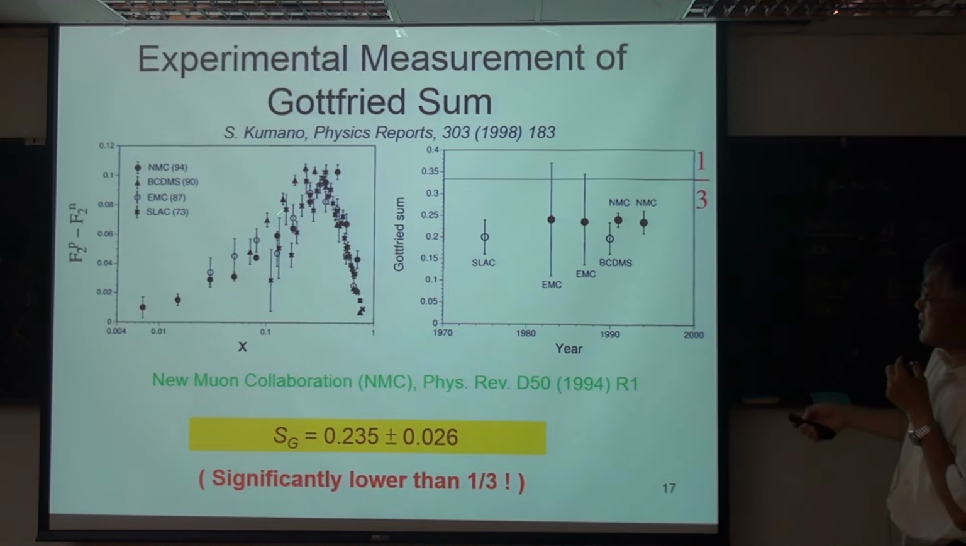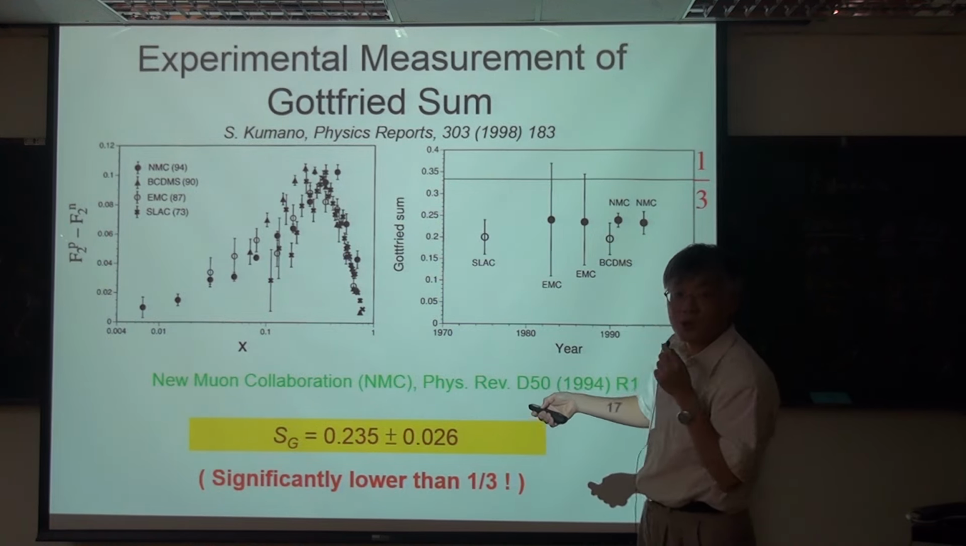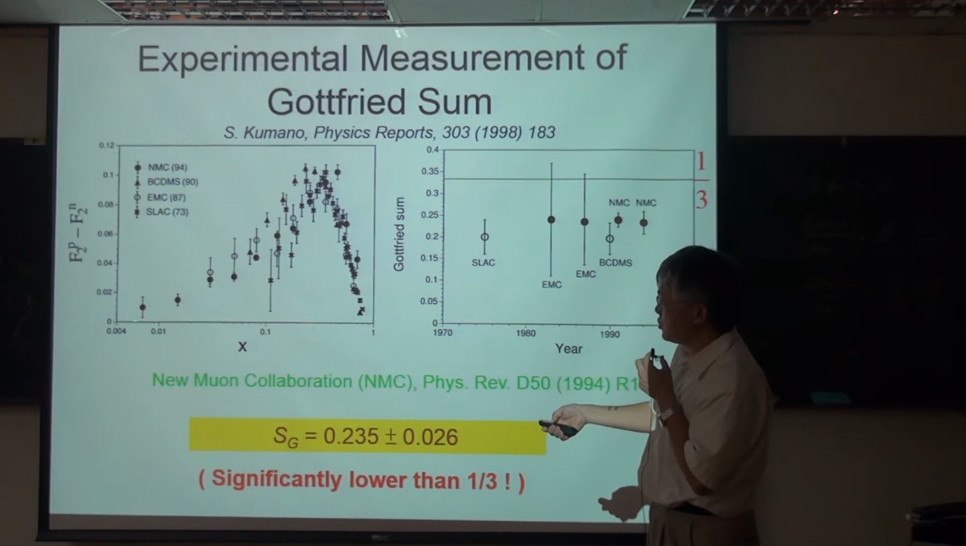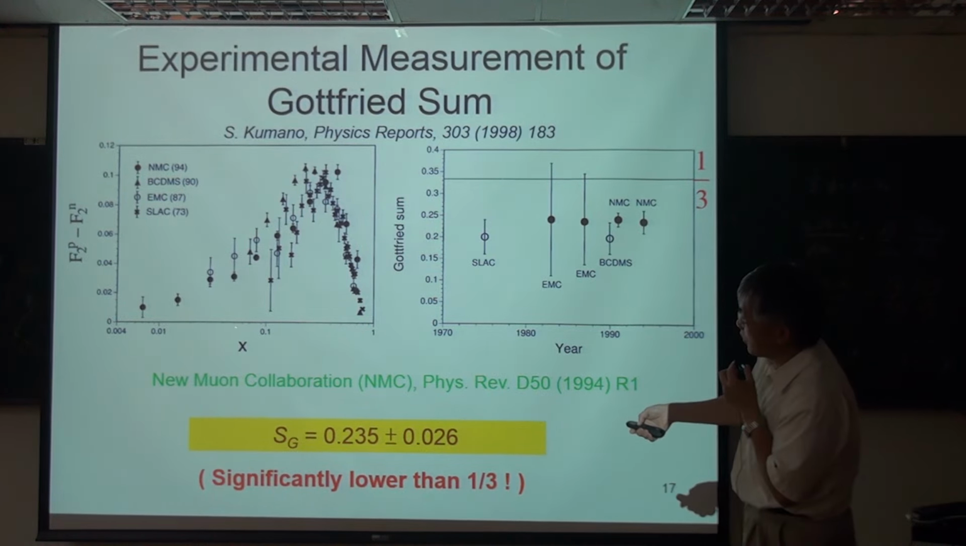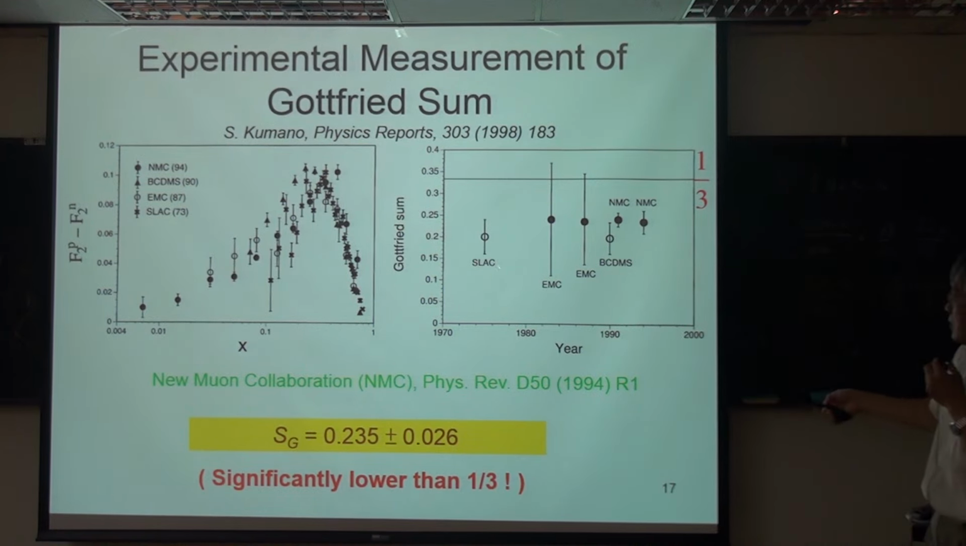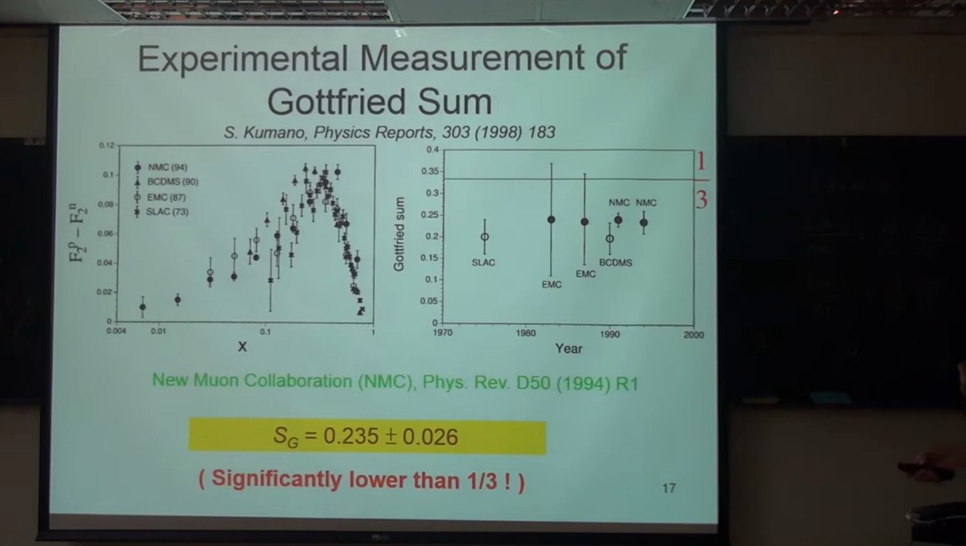Okay, so there is a lot of experimental work with these various measurements. They measure the difference of this structure function by changing the targets, like proton and neutron, across a certain region of x. And they integrate this value. So here is the expectation, 1/3. With these various measurements, they confirm the Gottfried sum actually deviates from 1/3. So that means this naive picture is actually wrong.